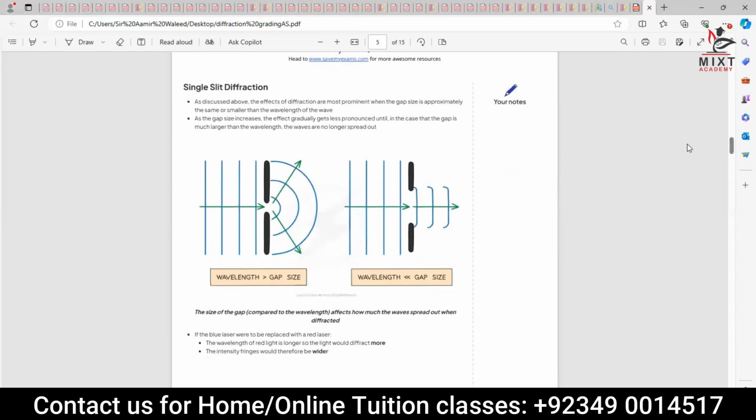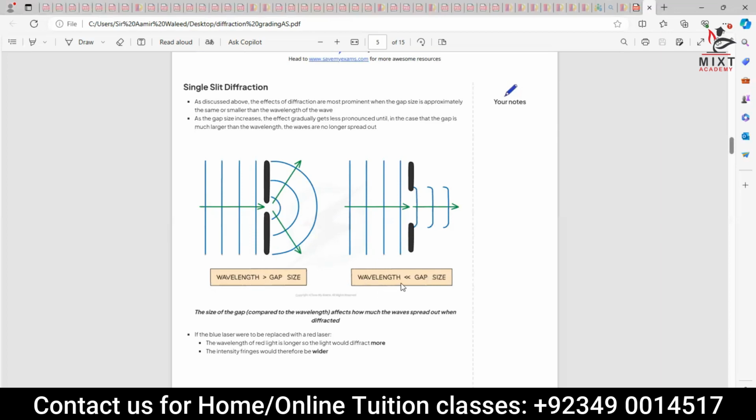Now, this is important. Here, the wavelength is smaller than the gap. Here, the wavelength is greater than the gap. I told you previously, if the gap is smaller than the wavelength, then and only then single slit diffraction occurs.